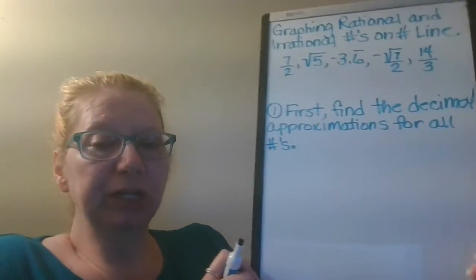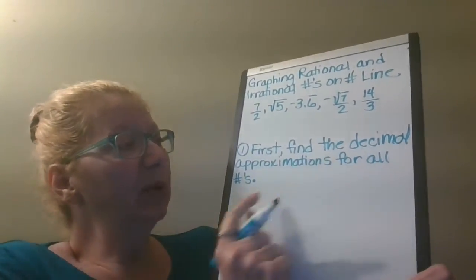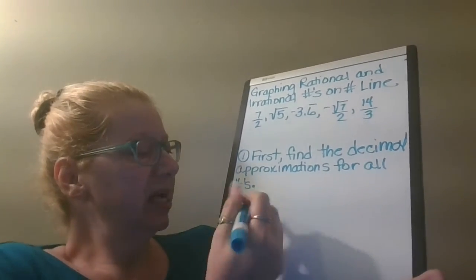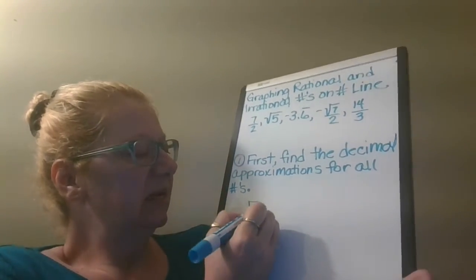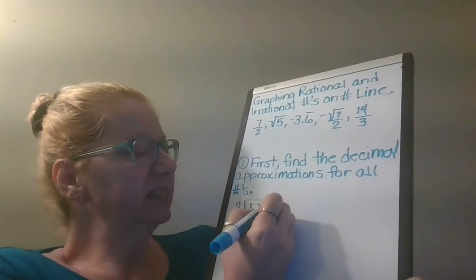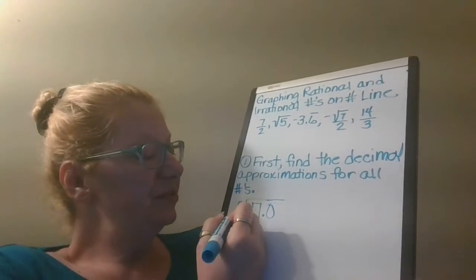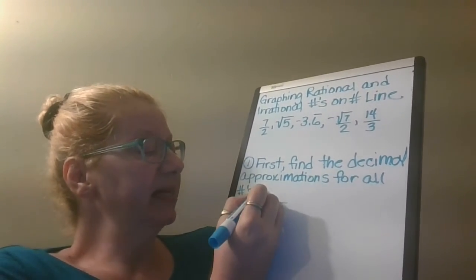So the first thing we're going to look at is 7/2. And again, we want to find the decimal approximation. So we're going to do 7 divided by 2. And I'm going to put a decimal point and a 0 because I know I'm going to have to go to the tenths place. So 2 goes into 7 3 times.